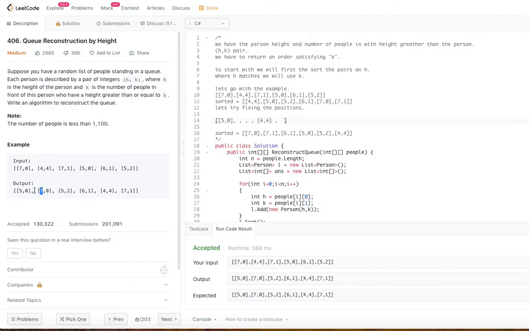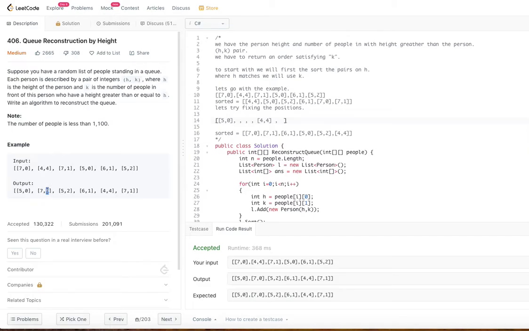It's not actually the number of people, but the number of people whose height is greater than or equal to the current person's height. So that is the important information there. If we look at only the number of people whose height is greater than 7, that is one way to look at it. That's what we want to put here. That's why this is 0.